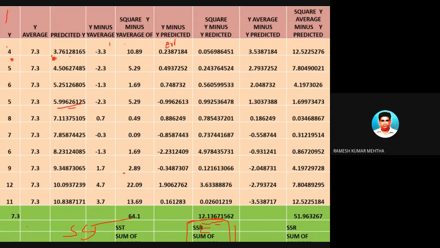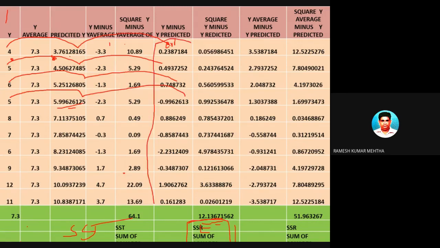4 minus predicted will give you this one. 5 minus predicted will give you this one. 6 minus predicted will give you this one. 5 minus predicted will give you this one, and similar lines. Now, after you have found out this column, just square them to find out sum of squares of error. So y minus y predicted, squared.